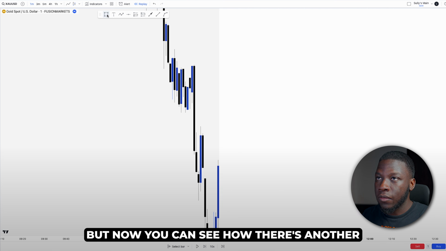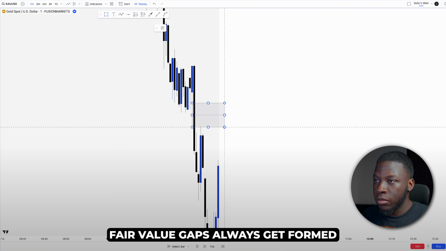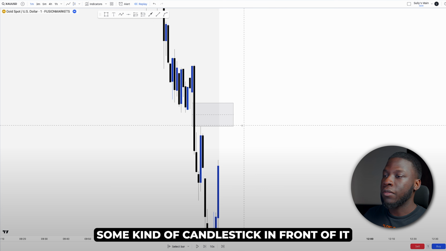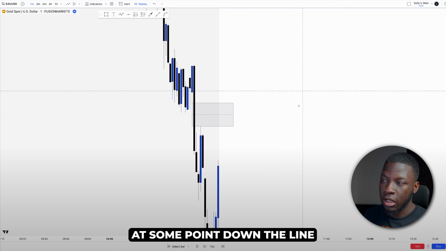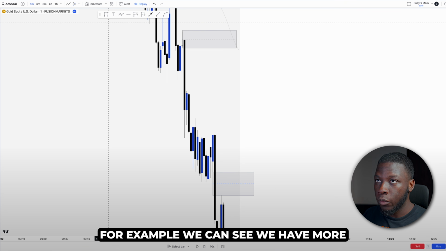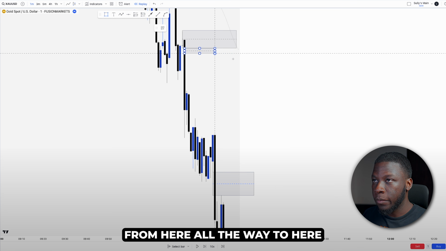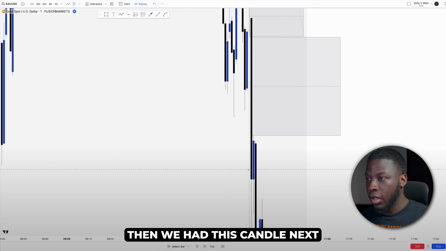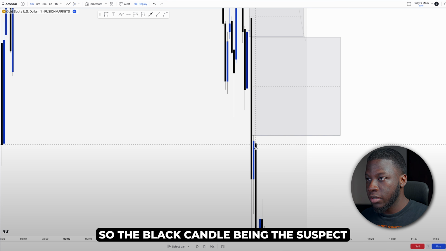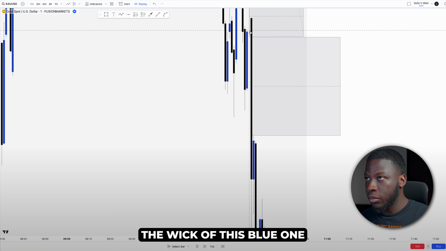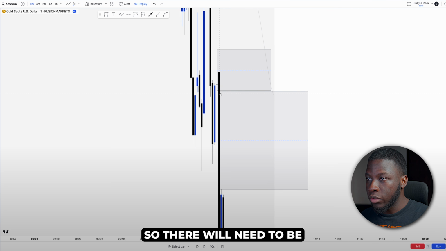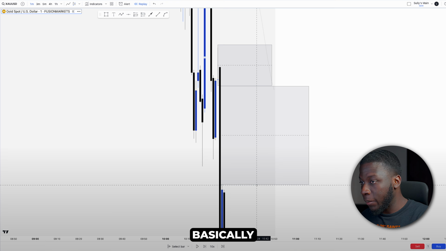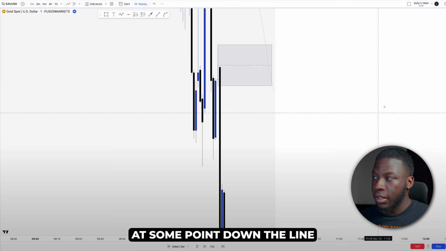But now you can see there's another fair value gap that is formed. Fair value gaps always get formed, but they will eventually need to be filled at some point. What that simply means is that there will need to be some kind of candlestick in front of it at some point down the line. We don't know when, but there will be. For example, we have fair value gaps literally from here all the way to here. Again, think about the same reason. We had this huge black candle, then we had this candle next. The black candle being the suspect, the wick only goes up to here, the wick of this blue one only goes up to here. So there will need to be some kind of candle that goes in front of here to fill this gap at some point. You can see it has not happened yet, but it will need to happen at some point down the line.